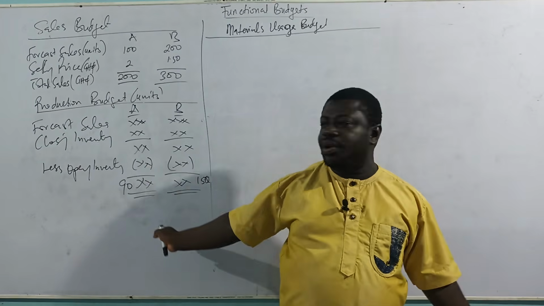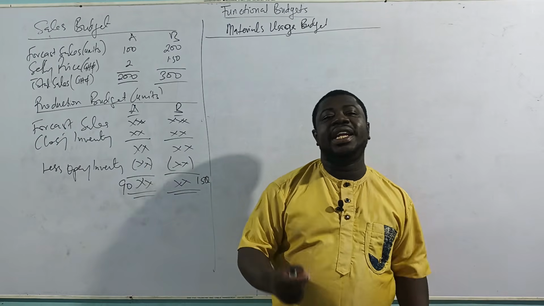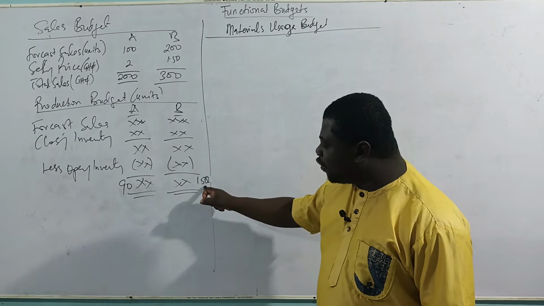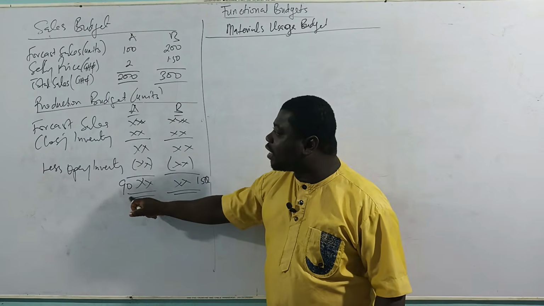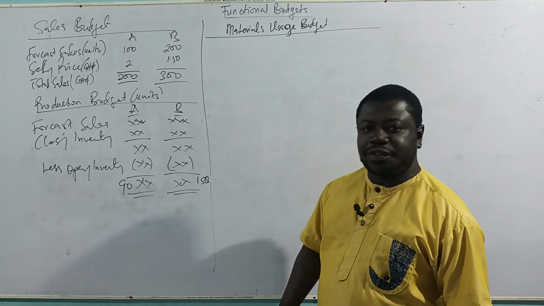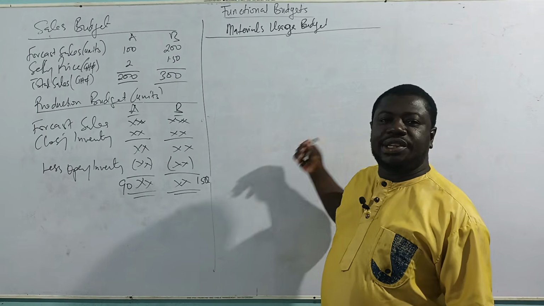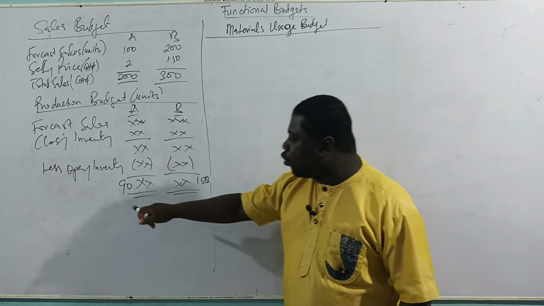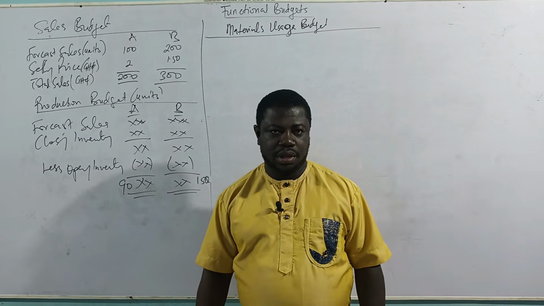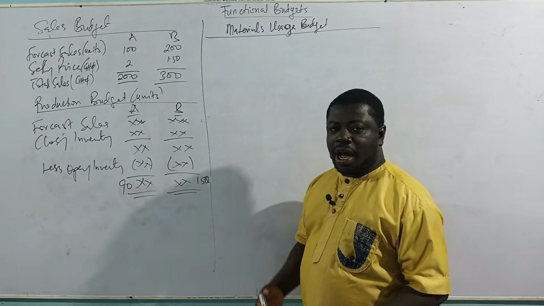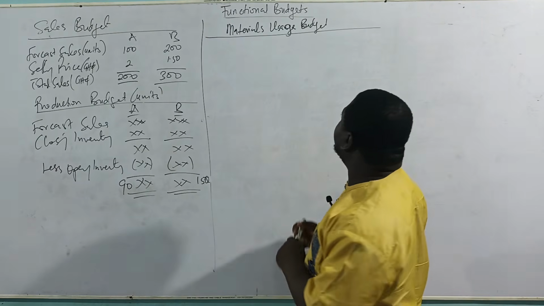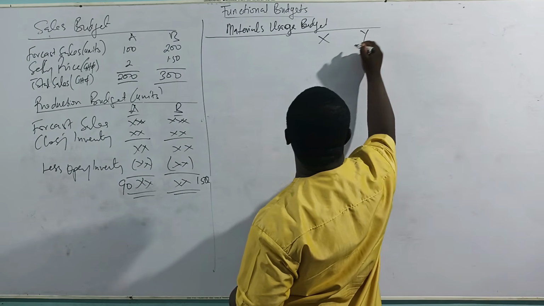Here we are done with the production. We are going to look at the materials that are needed to produce 90 units of A and 150 units. We are assuming that the production budget for A is 90 and production budget for B is 150. So we want to budget for materials that are going to be used in producing this 90 units and in producing this 150 units. And so for material usage, for the sake of our format, let's assume materials X and Y. Okay, materials X and then materials Y.